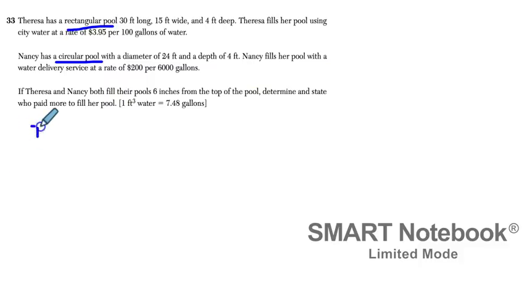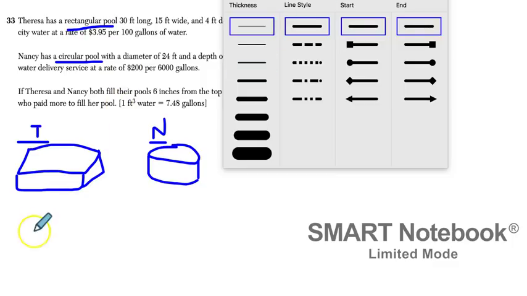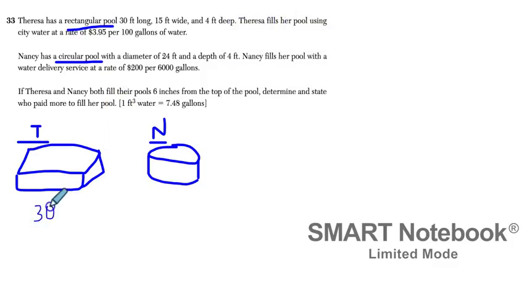Information they're for some reason keeping from you, but it is what it is. So we've got Teresa's pool. We've got Nancy's pool. We don't have little nice diagrams. Let's go ahead and draw them. So Teresa's pool is a rectangular prism. Nancy's pool is a cylinder. Teresa's pool is 30 feet long, 15 feet wide, and 4 feet deep. Nancy's pool has a diameter of 24 feet and a depth of 4. They're both filling their pool 6 inches from the top.